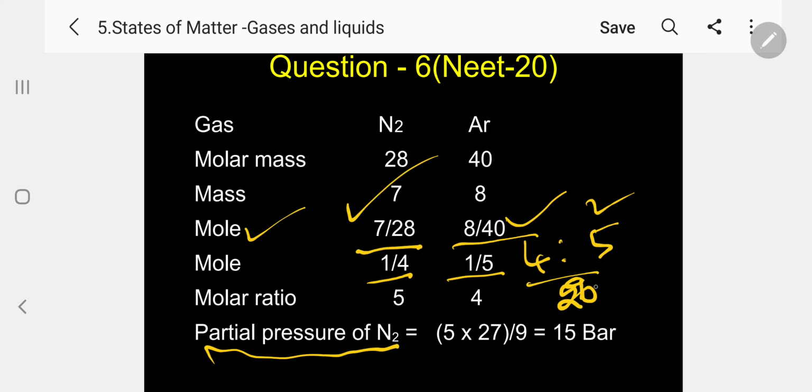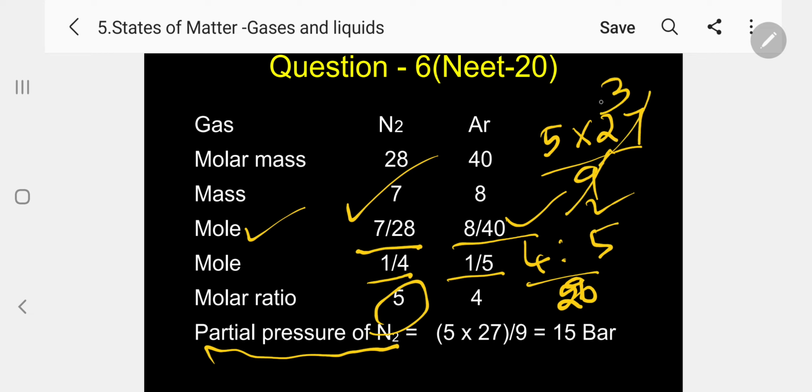It is asked, what is the partial pressure of nitrogen? So nitrogen is 5. Kindly follow. Nitrogen is 5 out of total 5 plus 4, which is 9. The total pressure given is 27. So 5 into 27 divided by 9. You just cancel 3 times: 3 into 5 is 15. Easy. 15 bar is the correct answer.